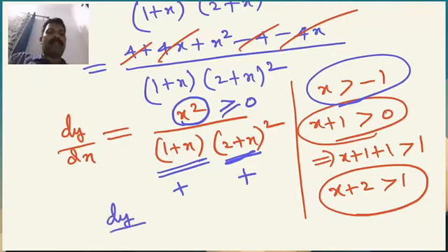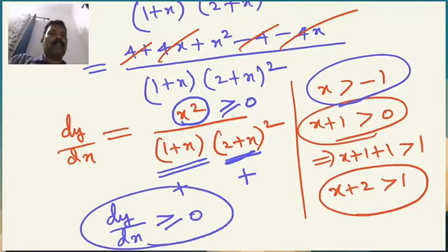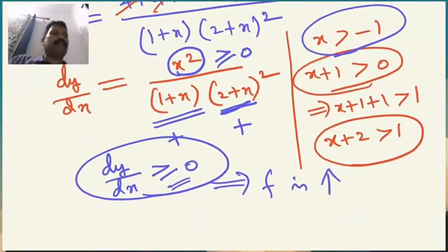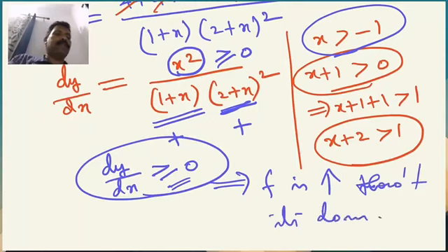So simply speaking, we have dy by dx greater than or equal to 0, means the given function is, we can say, increasing. We cannot say strictly increasing here because equal to 0 is also allowed, so we can say that f is increasing. That's a demand. So we could prove that the function is increasing throughout its domain.